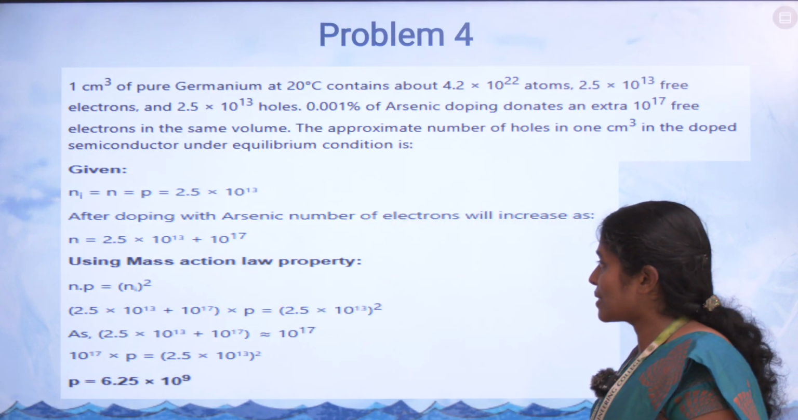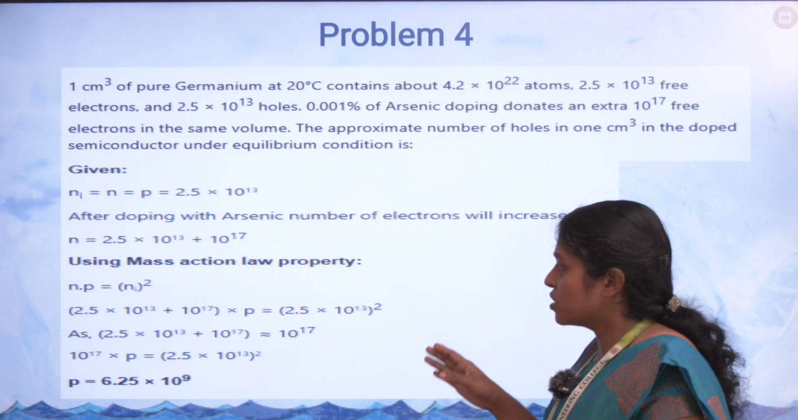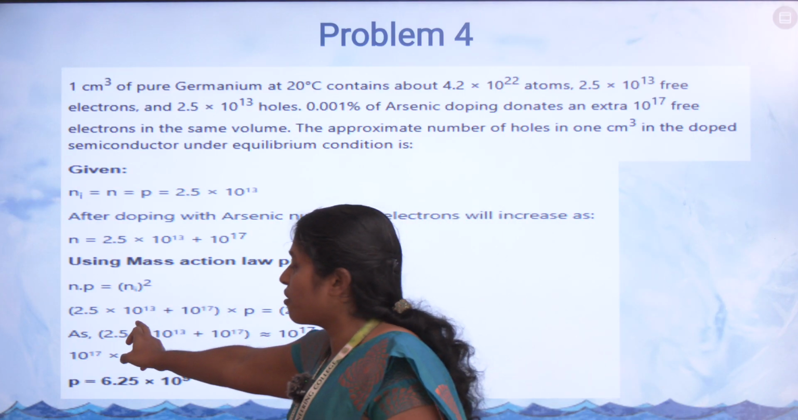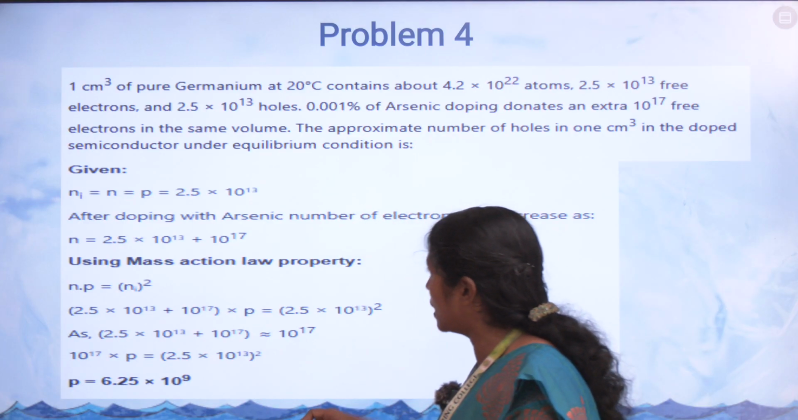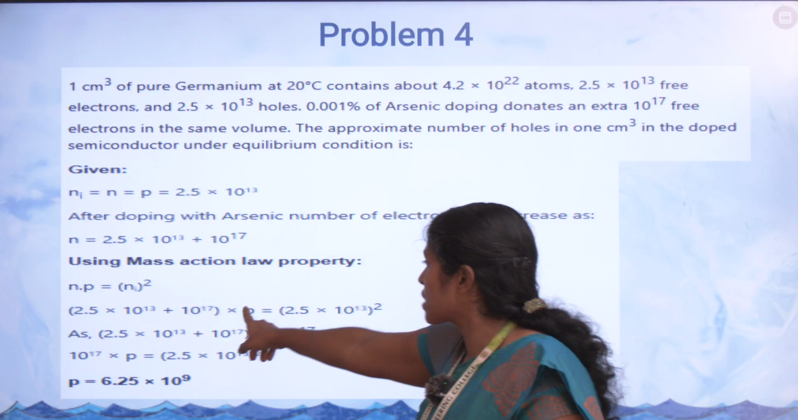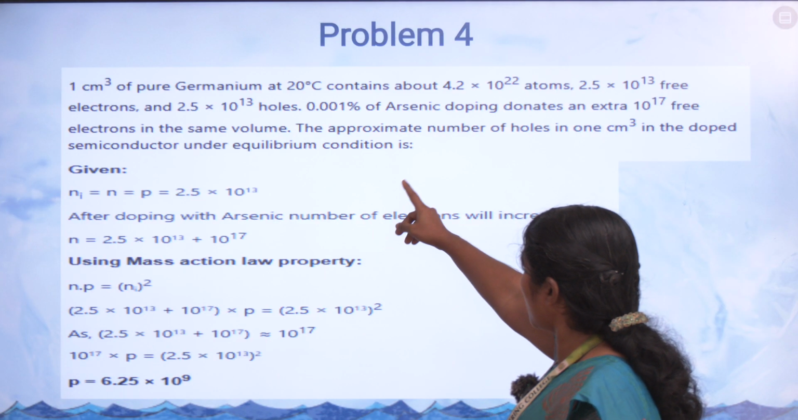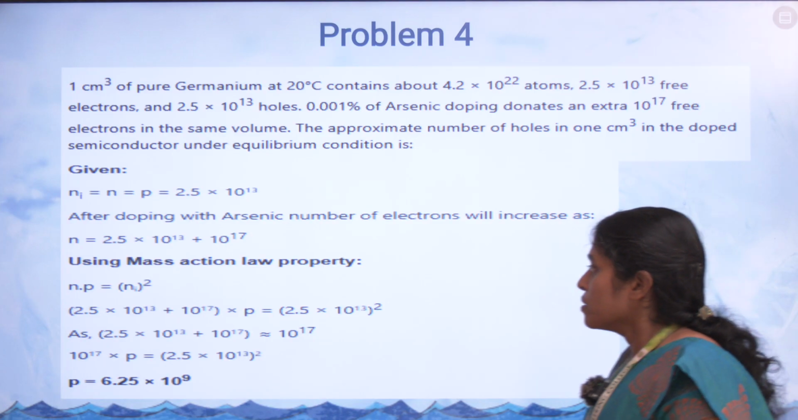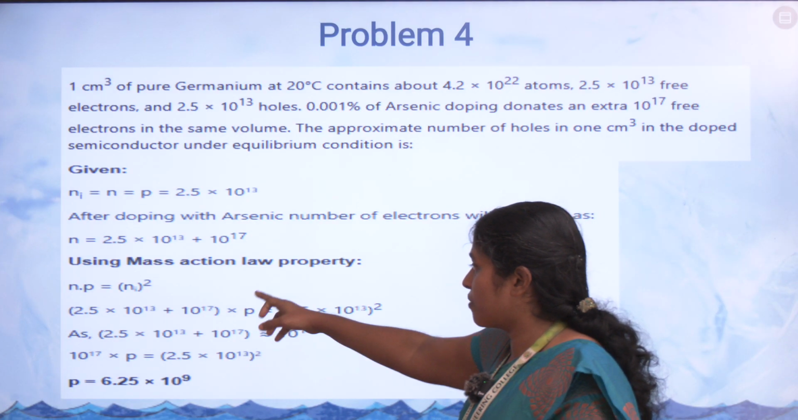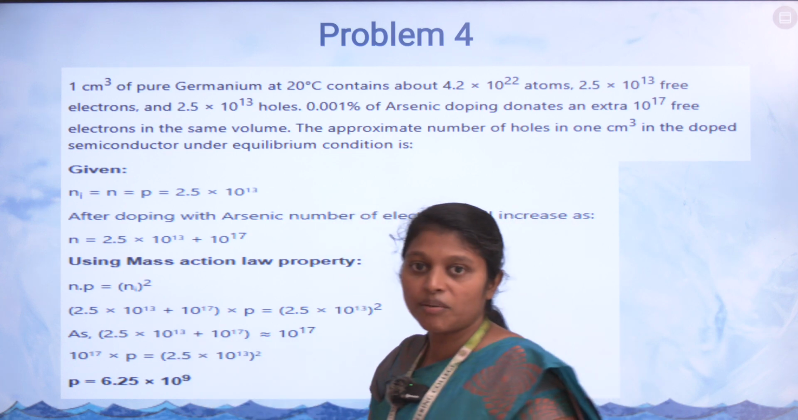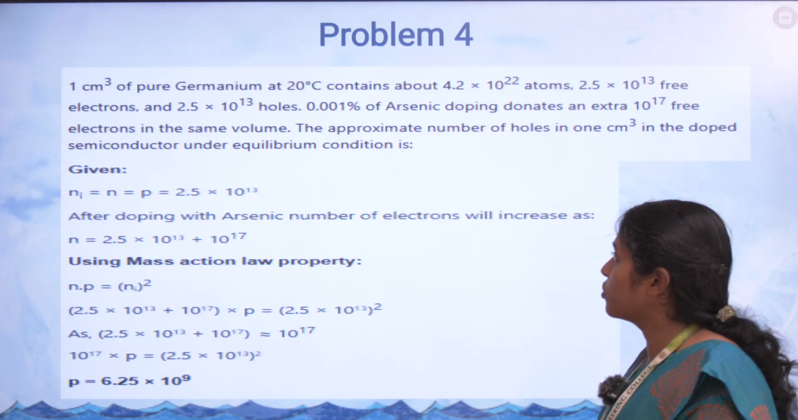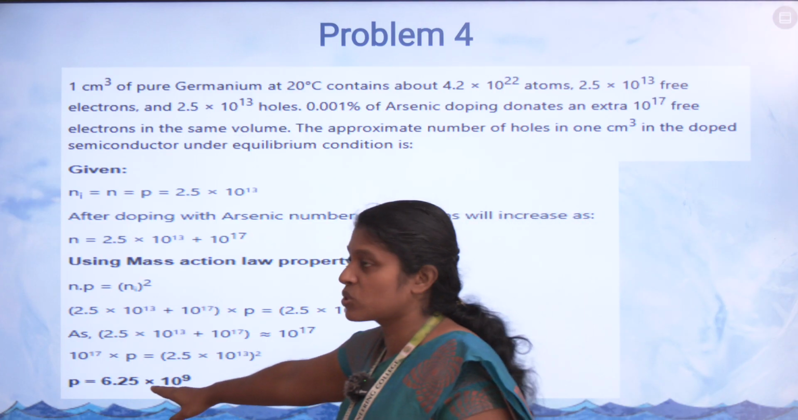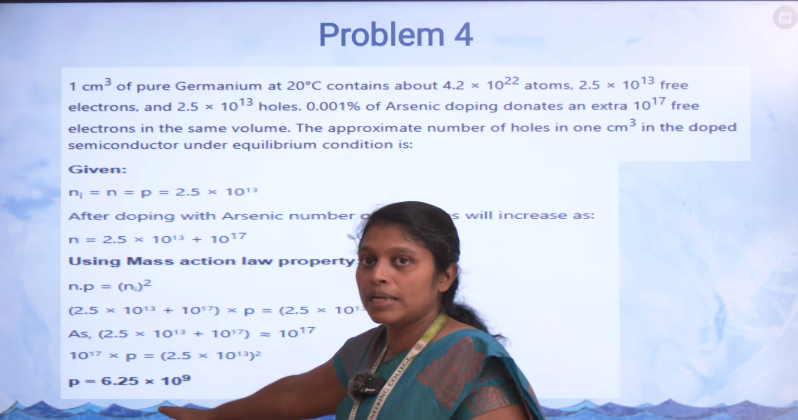So now using the mass action law, the same formula is applied, which is N into P equal to Ni square. Substituting the values, now the value of N has been changed. So 2.5 into 10 to power 13 plus the doped value is multiplied by P, which gives us Ni square. Ni square is given in the question, which is 2.5 into 10 to power 13 the whole square. Substituting those values and cross multiplying, we can find the value of P to be 6.25 into 10 to power 19 under equilibrium condition. So this many holes will be present in that particular material under equilibrium condition.